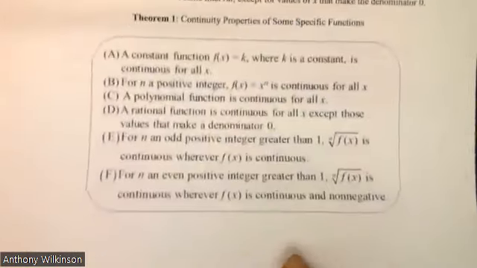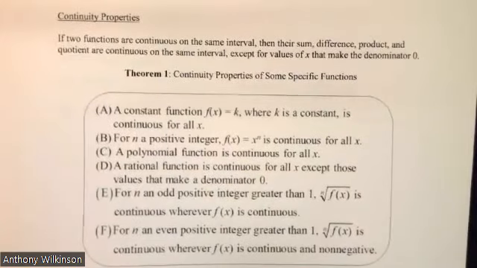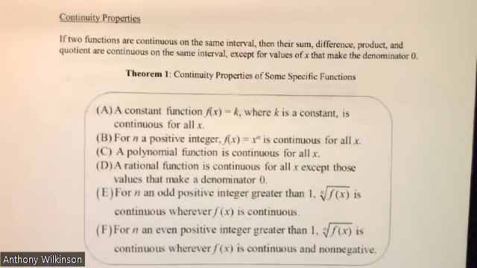All right, now here's some properties of continuity. And it's this: if two functions are continuous on the same interval, then their sum, difference, product, and quotient are continuous on the same interval, except for values of x that make the denominator 0. Okay, that makes sense.